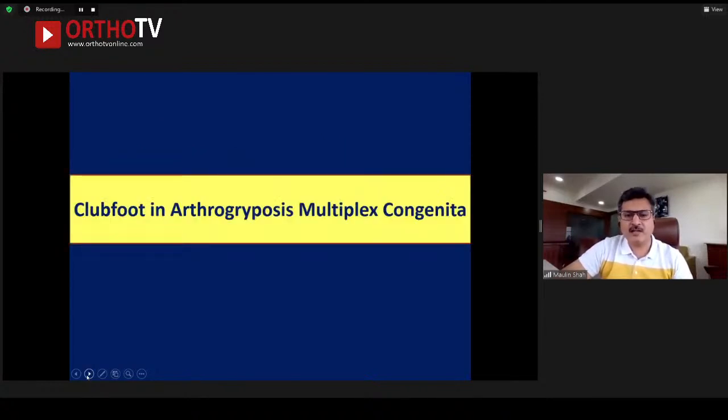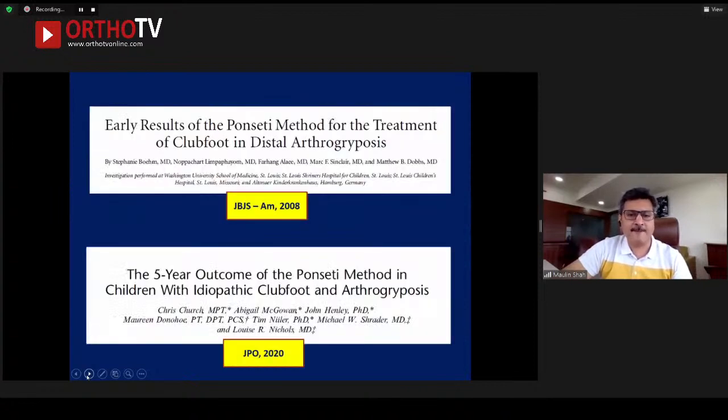Now, Clubfoot in arthrogryposis multiplex congenita needs a bit of attention. There are many papers recently.